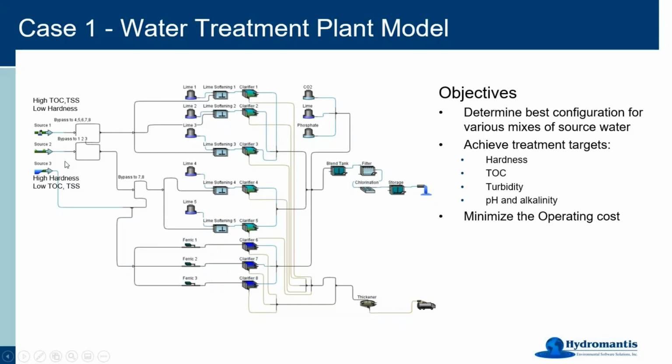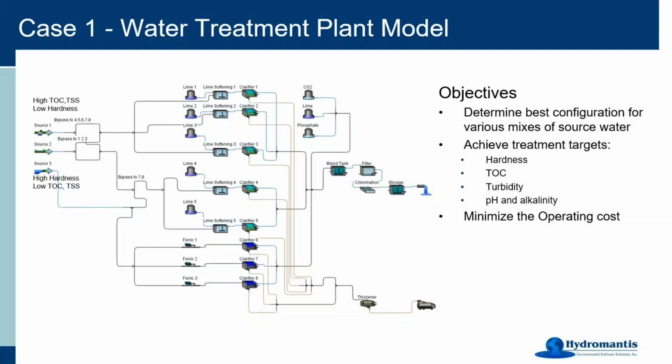The problem in this particular case was that the makeup of the water was different. One source had high TOC and TSS and low hardness, but the other one had high hardness and low TOC and TSS. So there was quite a bit of discussion on what is the best configuration and how we optimize the system so that when we are treating different mixes of these waters, we are able to do that with a given plant configuration.